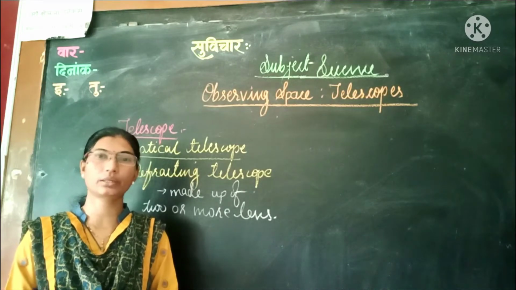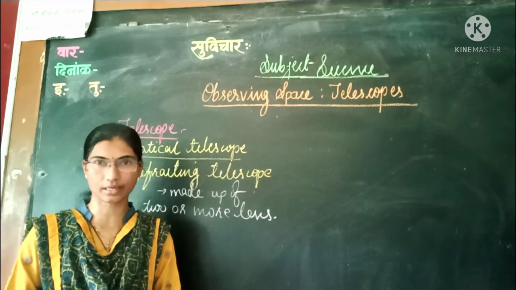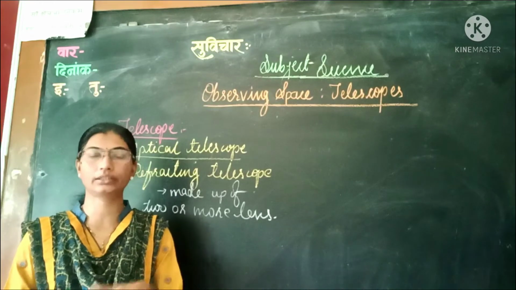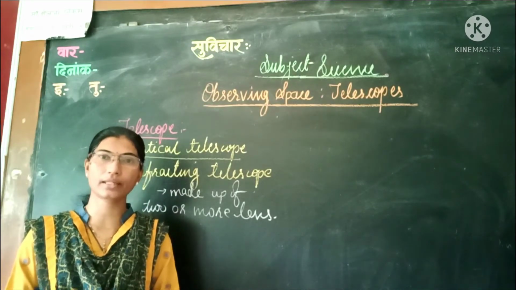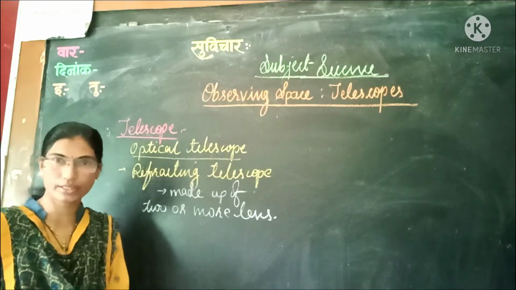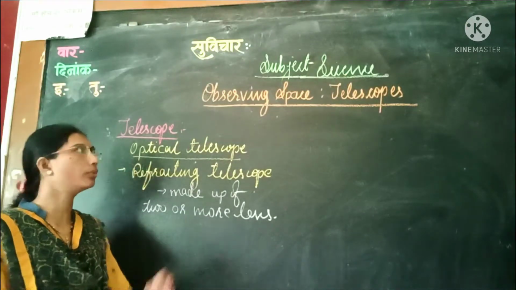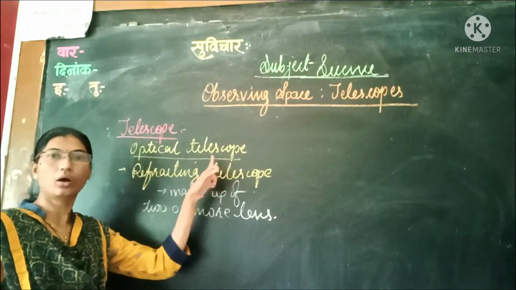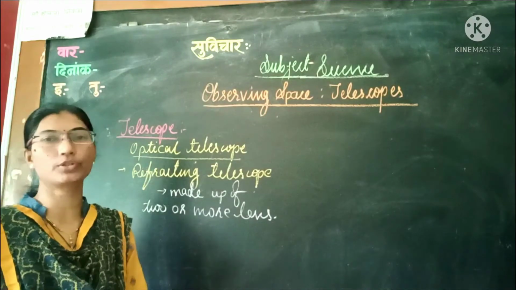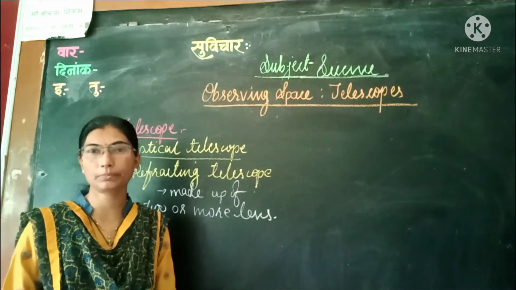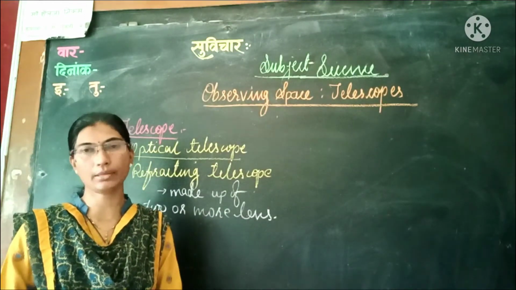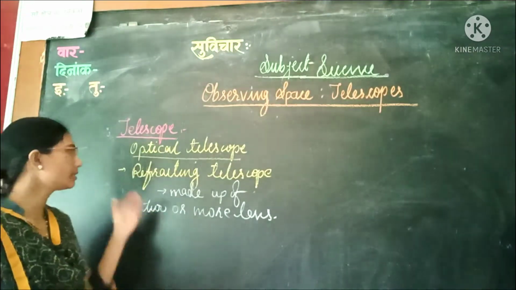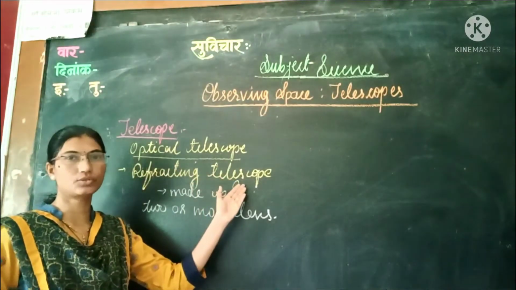Through it we are able to study so many characteristics of heavenly bodies like the stars, planets and the moon. Telescopes are of various types. The basic telescopes are known as optical telescopes. An optical telescope works with the help of lenses and mirrors. The first one is the refracting telescope.